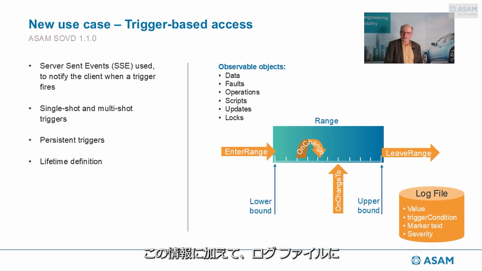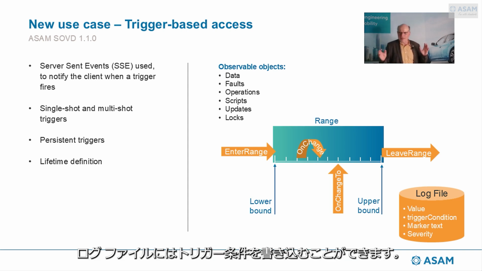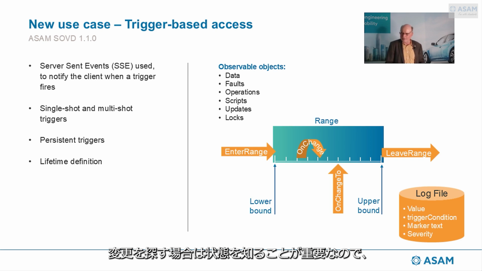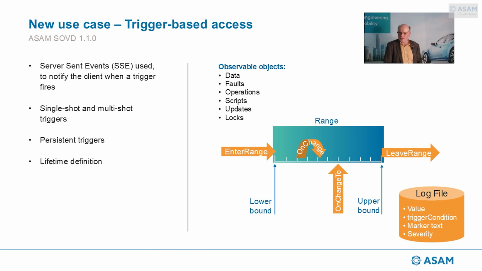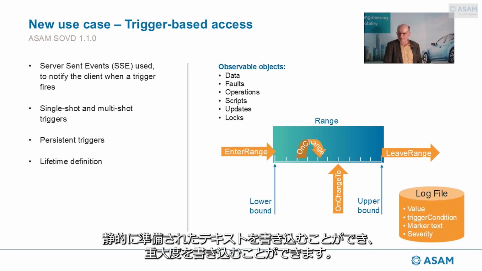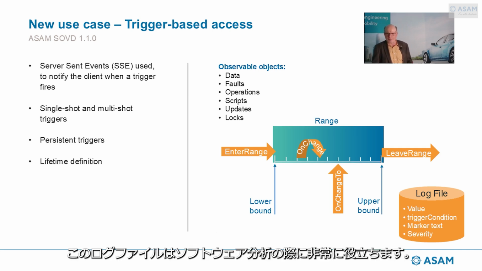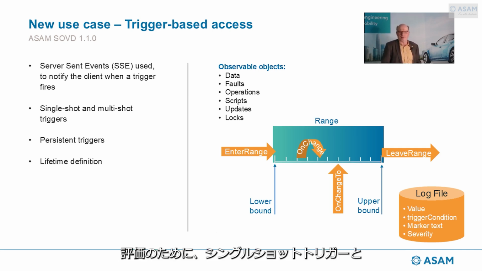And besides this information, we have the possibility to write an entry into the log file. In the log file, we can write the trigger condition. We can write the value which is now happened, because it is important if you look for a state change, then you want to know the state. We can write a statically prepared marker text, and we can write a severity. This log file helps in case of software analysis a lot for the evaluation.